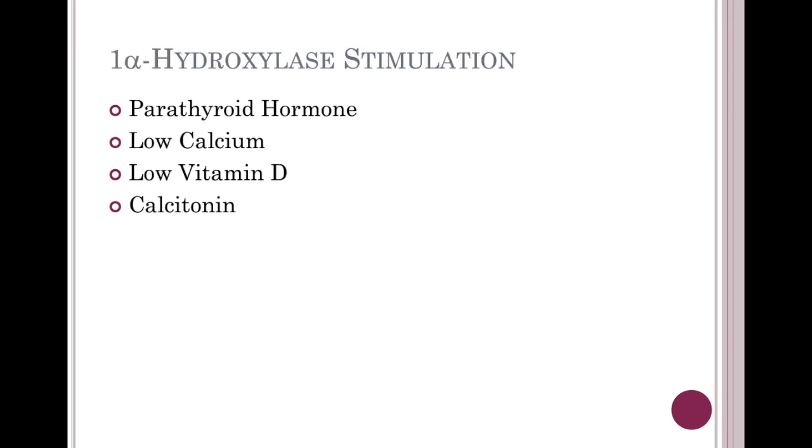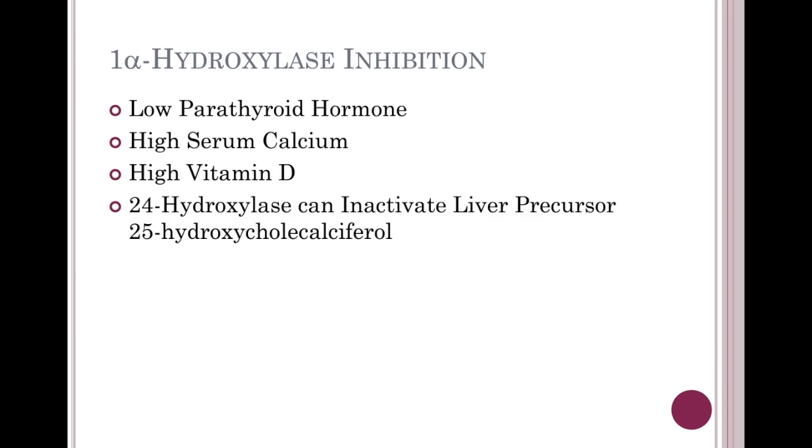So things that stimulate the 1-alpha hydroxylase are parathyroid hormone, low calcium, and low vitamin D, and calcitonin. So again, this is one of the ways to regulate and maintain the presence of vitamin D in the body, and to stimulate and to maintain the levels of calcium in the body as well. It's inhibited by low parathyroid hormone, high serum calcium, and high vitamin D. So again, this is all part of the feedback loop that maintains the serum calcium and the bone health in the body.